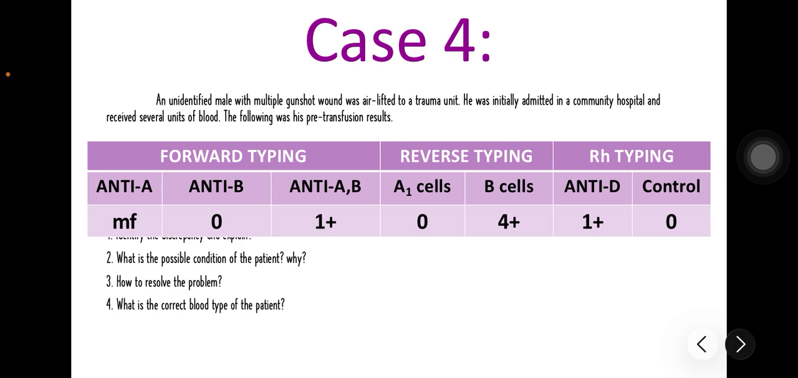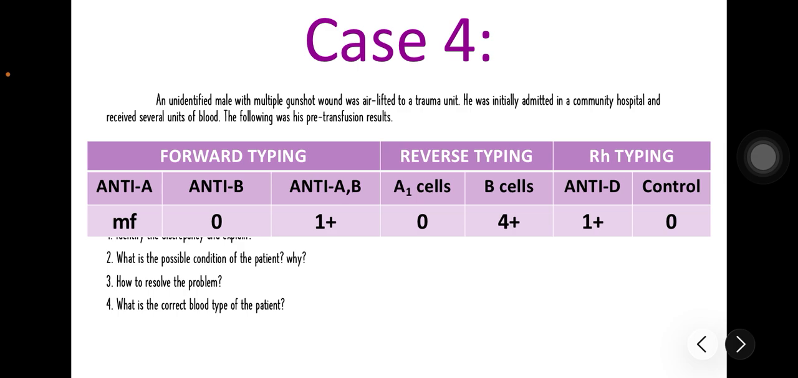So the patient received several units of blood before testing. Massive or recent transfusion, especially with group O red cells, can cause two red cell populations in circulation: the patient's own cells, such as group A cells, and the donor's transfused cells, group O cells. When tested with anti-A reagent, the patient's A cells agglutinate, the donor's O cells do not. So this produces a mixed field appearance, some clumps and some free cells.